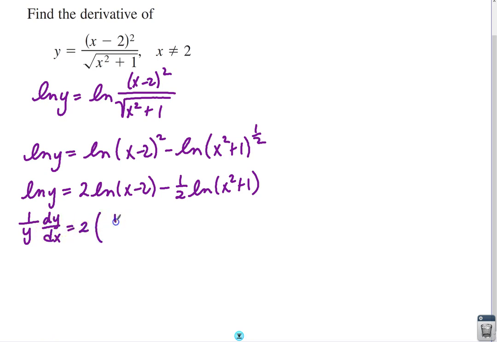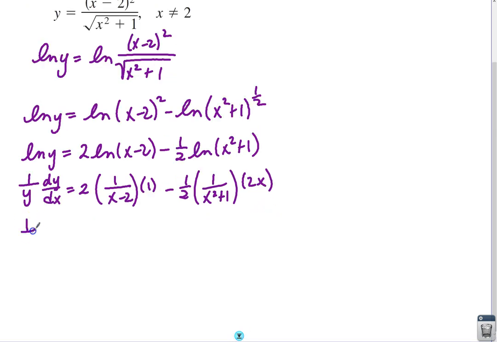2 times 1 over (x minus 2) times the derivative of the inside, which in this case is just 1, minus 1/2 times 1 over (x squared plus 1) times 2x. Let's see if we can clean that up a little bit. So 1 over y dy dx is equal to 2 over (x minus 2). Those two cancel out, so I have minus x over (x squared plus 1). Okay, and then now I'm close, but not quite.